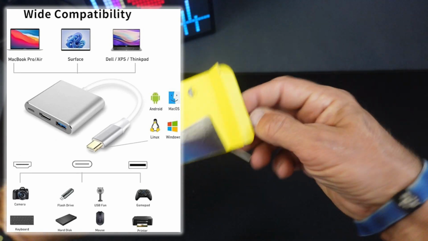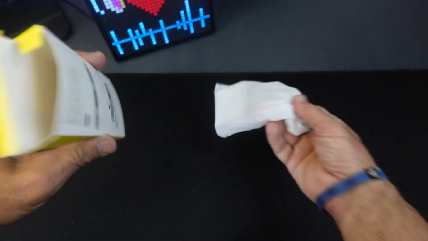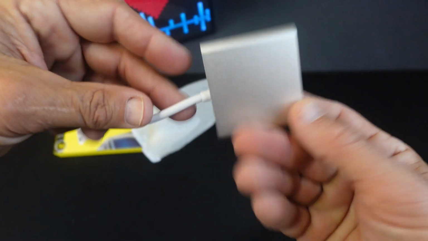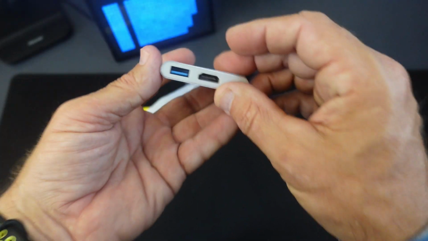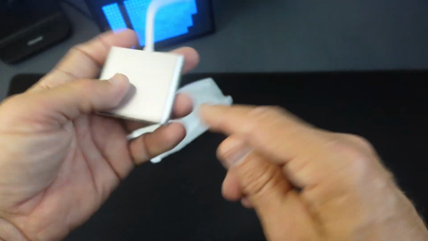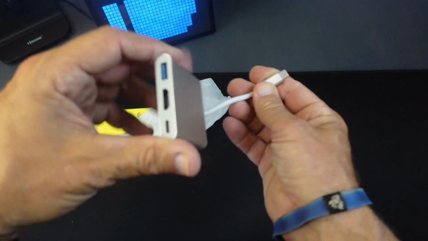I don't have a Mac, but I do have a PC, and I'm just going to show you how this thing works. Number one, it has an Apple-looking color with this silver right here. It has a USB, an HDMI, and a USB-C input, and it's a USB-C going in right there.